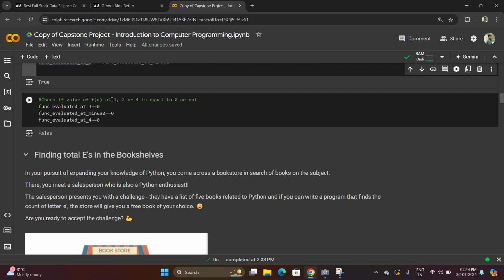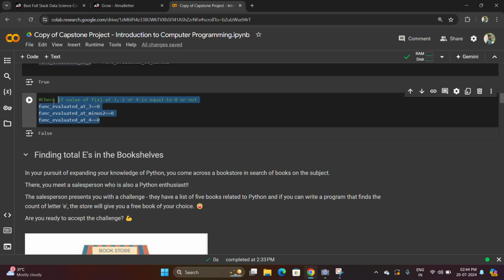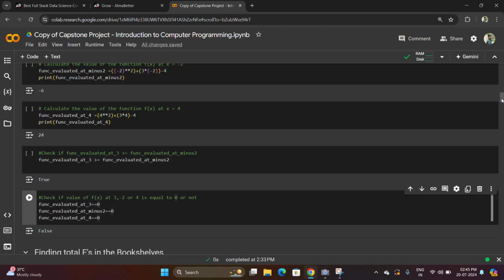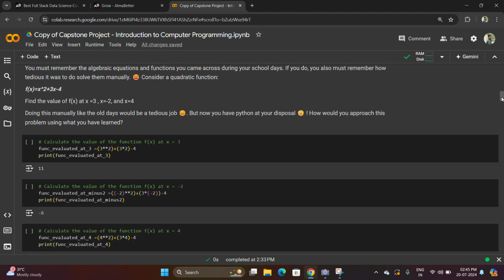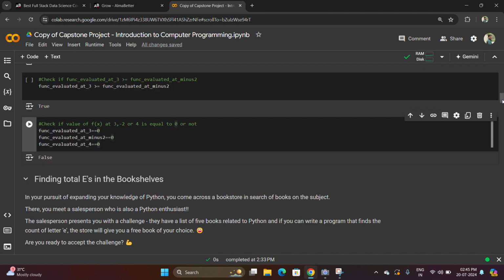Similarly, we have to check if all the f of x at 3, minus 2 and 4 are equal to 0 or not. For that, we will have to just use the equal to comparison operator for every one: function evaluated at 3 equal to 0, function evaluated at minus 2 equal to 0, function evaluated at 4 equal to 0. So these will be checked, and all three will be not equal to 0. We have got values minus 6, 24 and 11. So it's not equal to 0, and we'll be getting false. That's it.